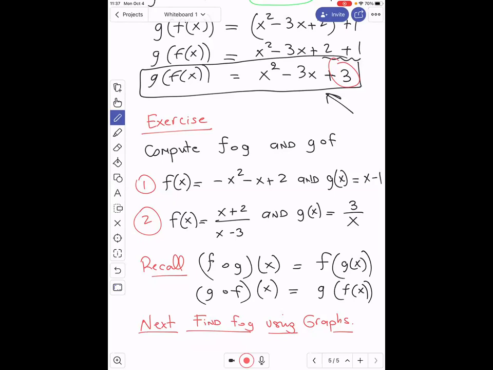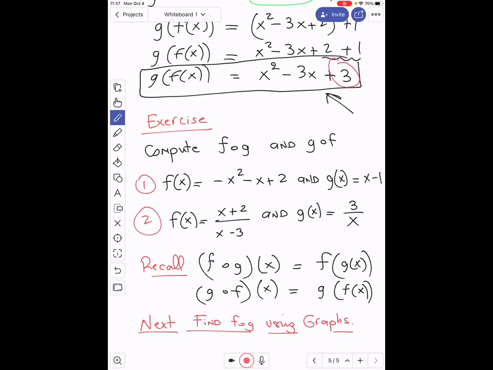Mister, for number 2, I got f of g is 2 over negative 3, and g of f is 3 over 2 over negative 3. The f of g, you're saying 2 over negative 3? Yeah. I don't think it makes sense. I think it's incorrect. It's not correct, no.